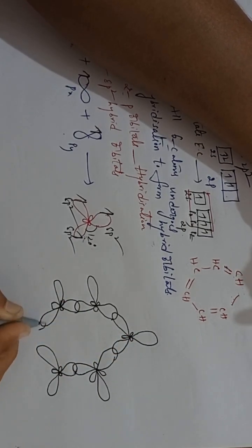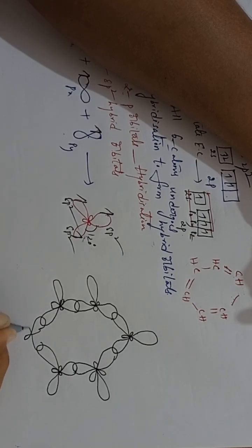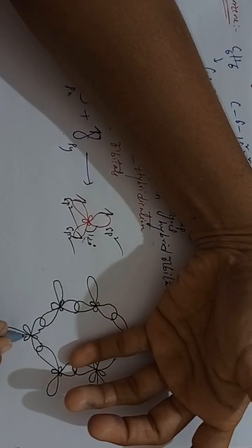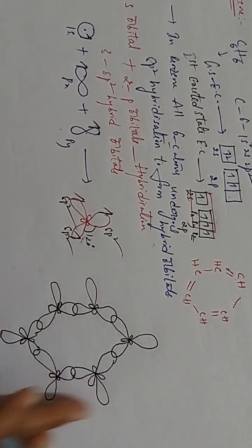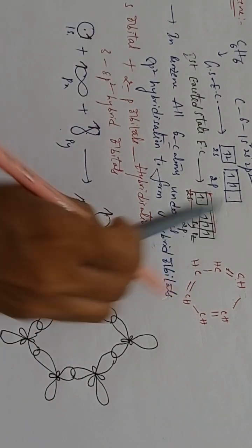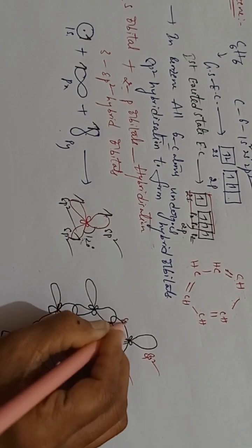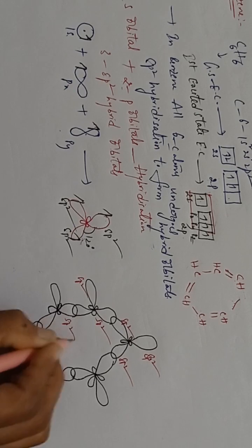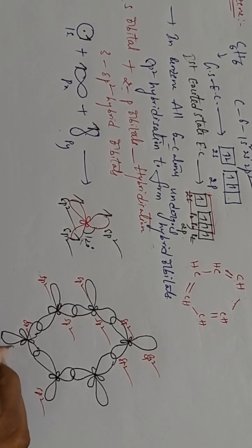Sixth carbon, this is the sixth carbon. Clear? So here total 6 carbons, 3 sp2 hybridized orbitals each. Okay, so this is an sp2 hybridized orbital, this is sp2, sp2, sp2, sp2, sp2 hybridized orbitals. Are you following? All are sp2. Clear?